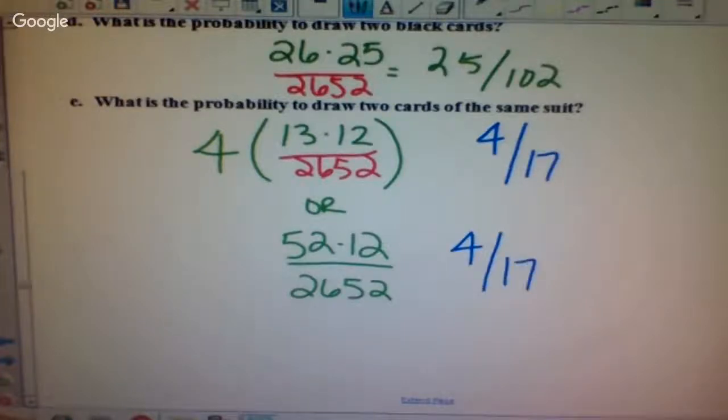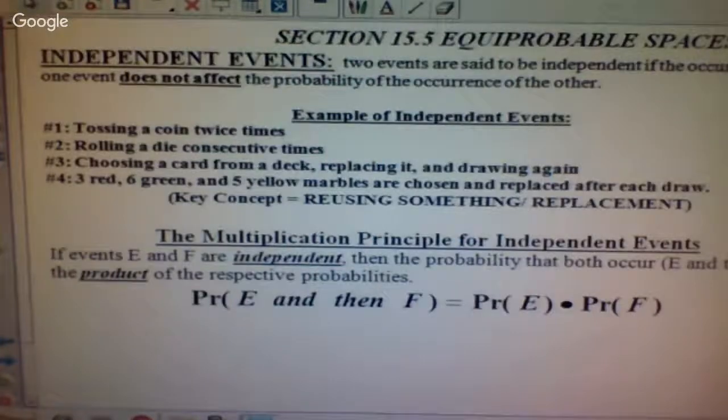You said 4 out of 17? So I don't care which way you logically think about it. Alexis's way was completely correct. Marcus's way was completely correct. There's more than one option to do some of these things, and that's okay. I don't care which way you get to the answer. I just need you to get there. All right. So basically what I've done now is I've given you everything we've just done in words.